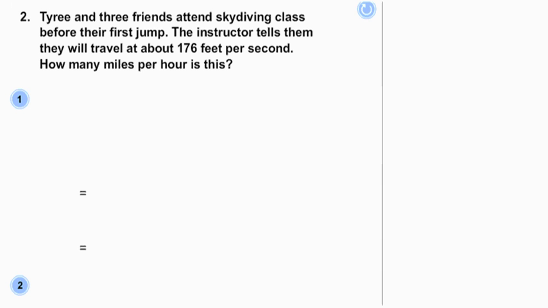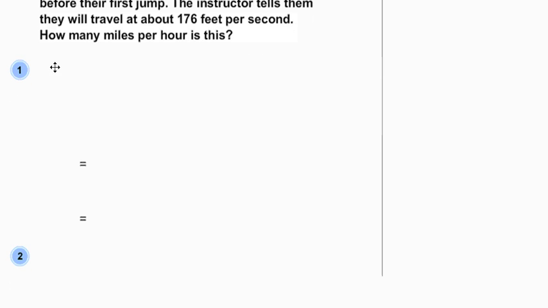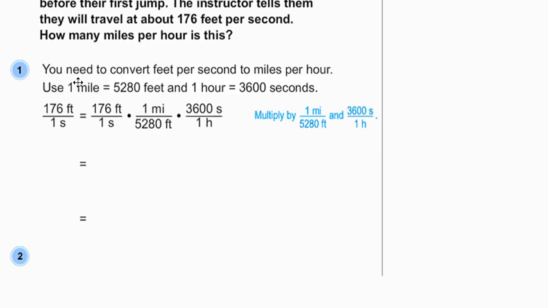Example 2. Tyree and 3 friends attend skydiving class before their first jump. The instructor tells them they will travel about 176 feet per second. How many miles per hour is this? So, first thing I'm going to do is find out what I need for converting. I need 1 mile equals 5,280 feet, and I need 1 hour equals 3,600 seconds. So I started off by writing my original ratio, and then I multiplied it times my 2 conversions.